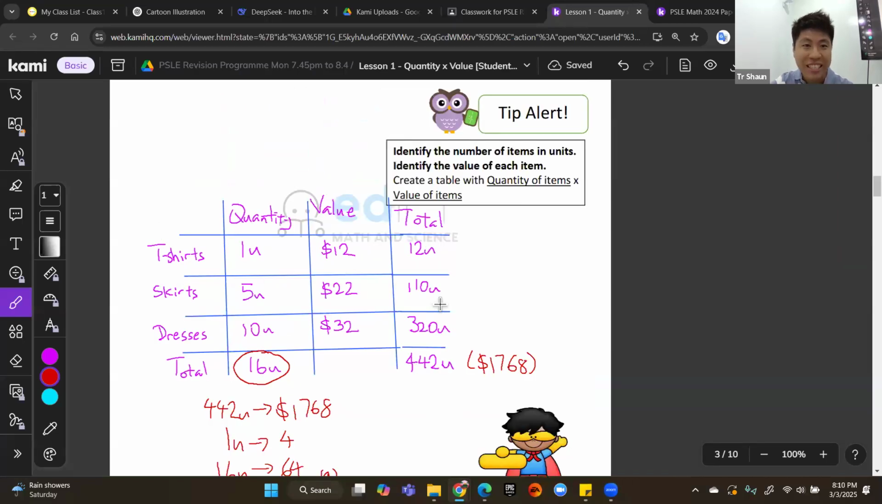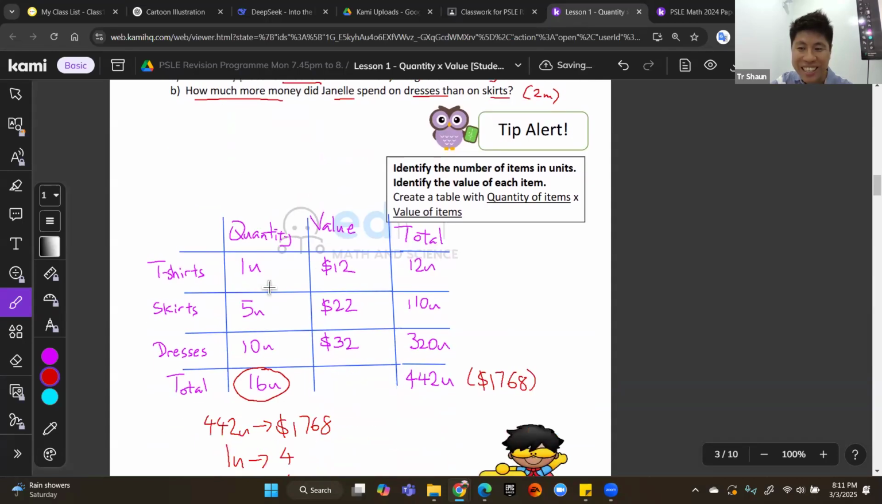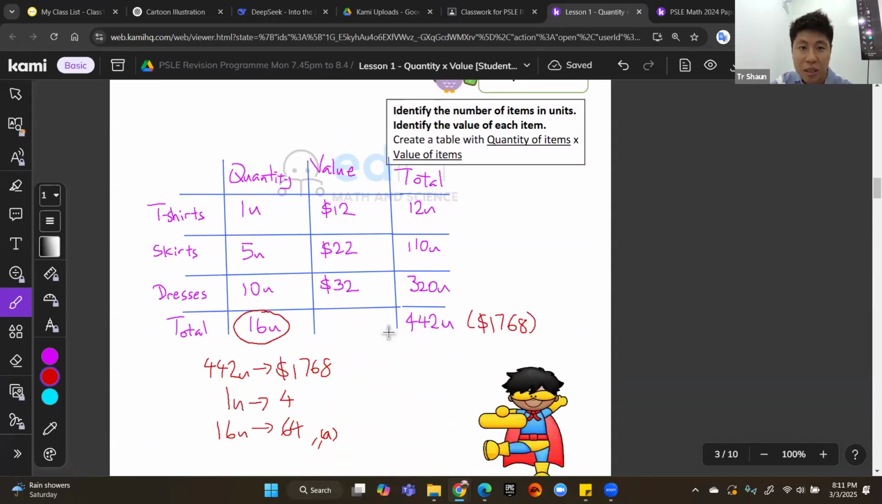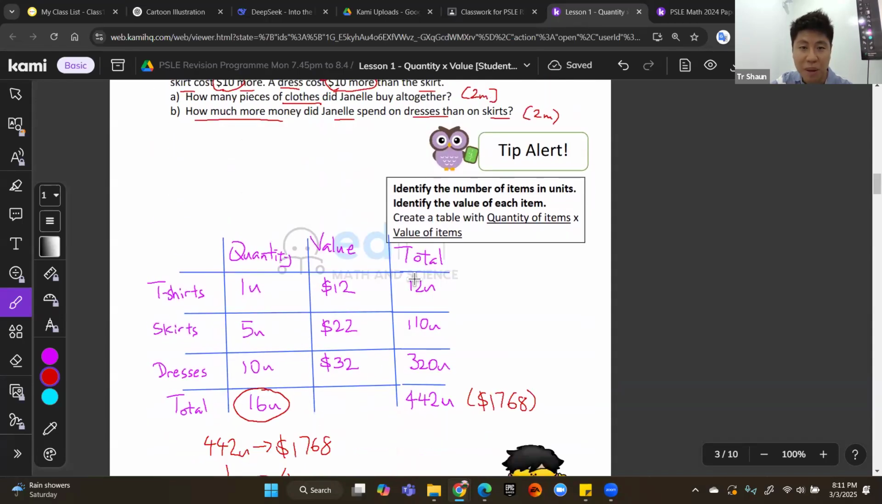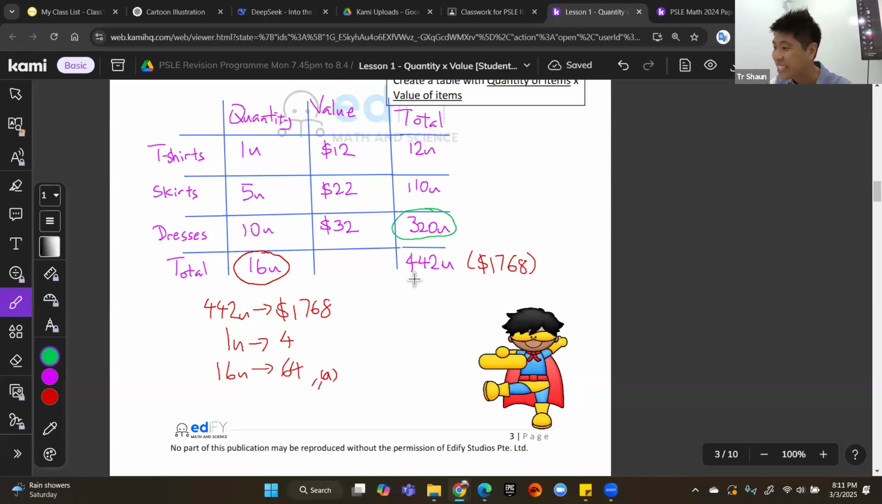All right, next. What do they want? They want how much more money did Janelle spend on dresses than skirts? The first part is 2 marks, the second part is 2 marks. So how much money did he spend on the dresses and how much on skirts? Now I'm going to use a different color. Dresses is 320 and skirt is 110.